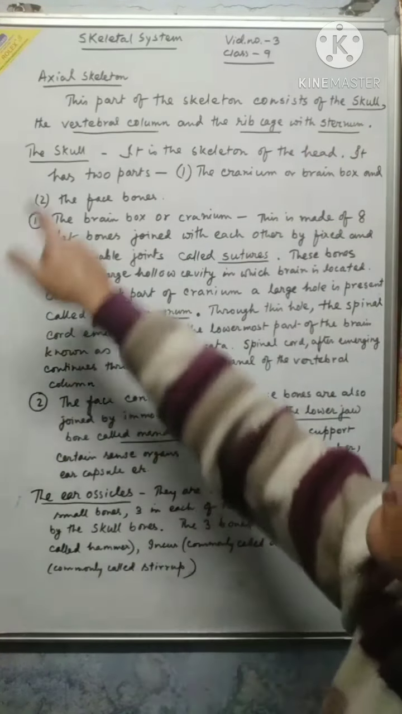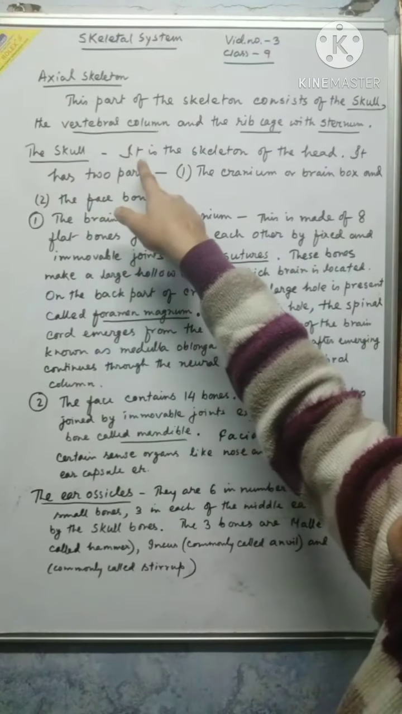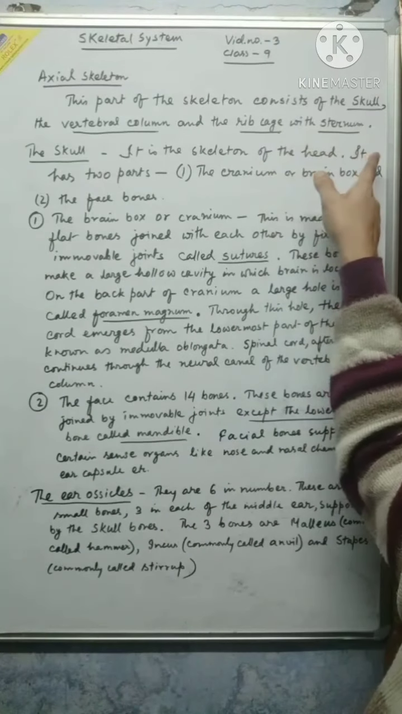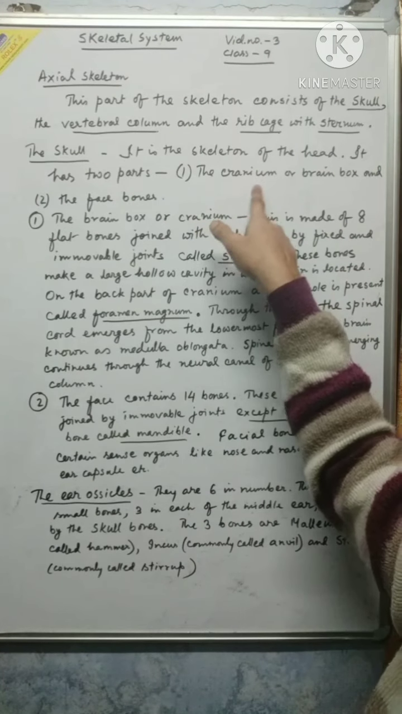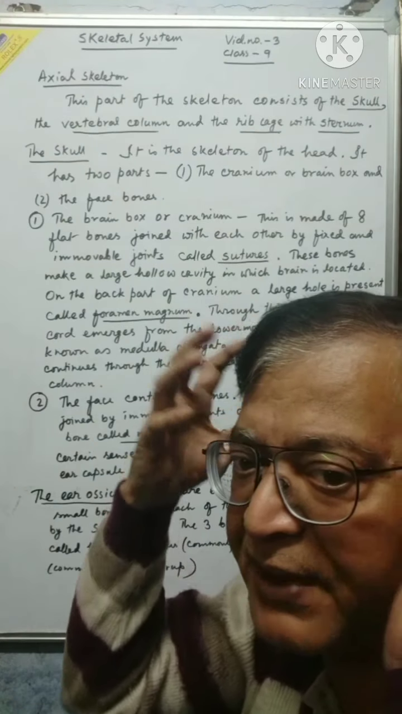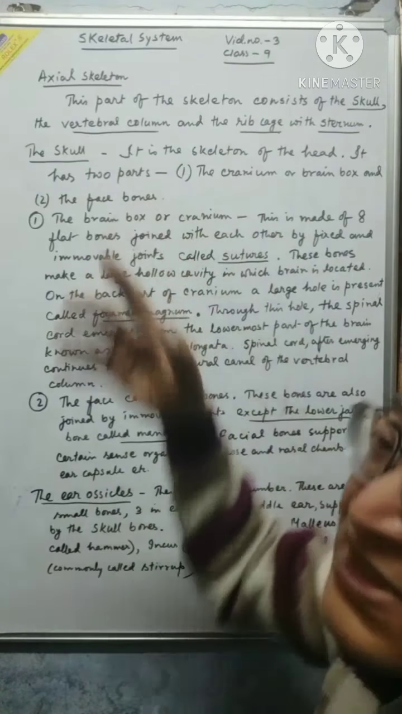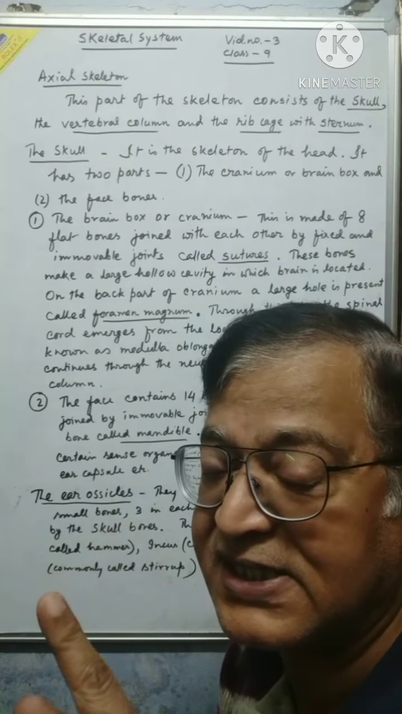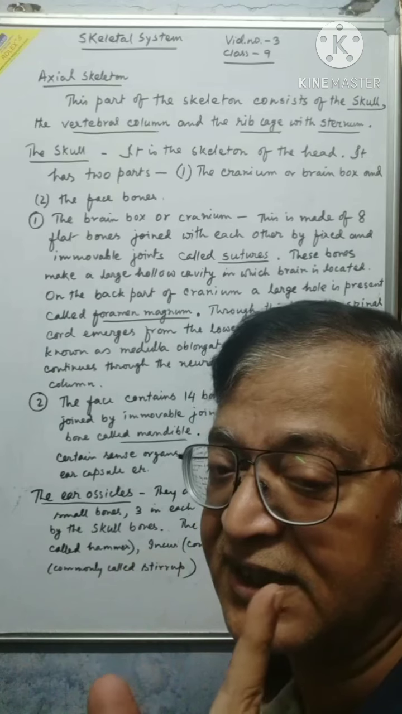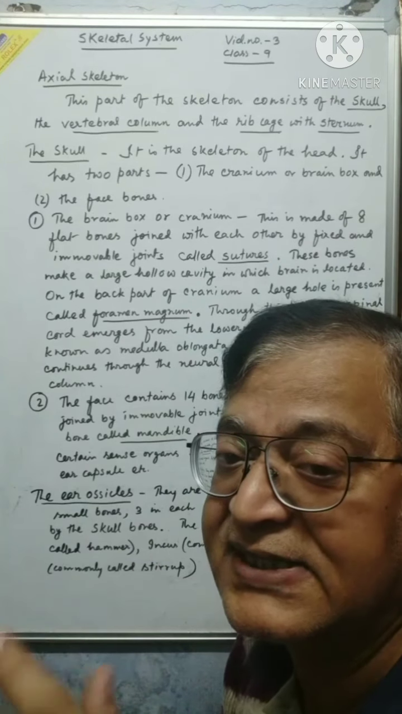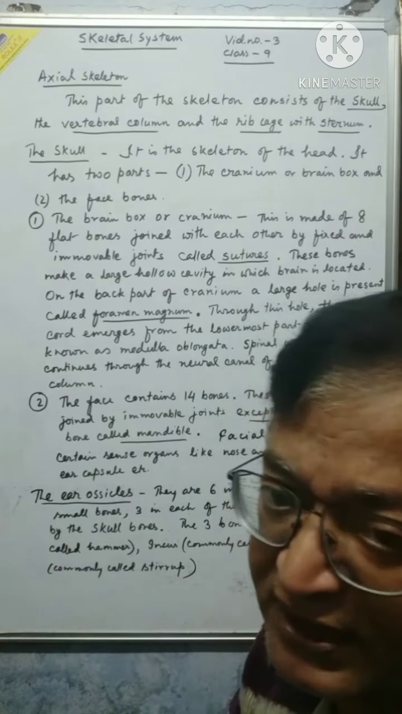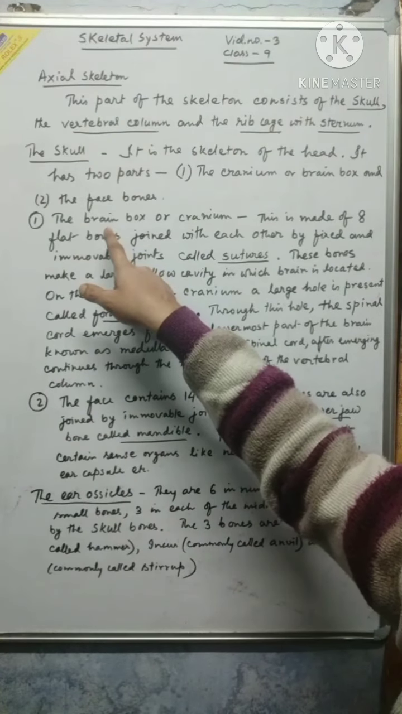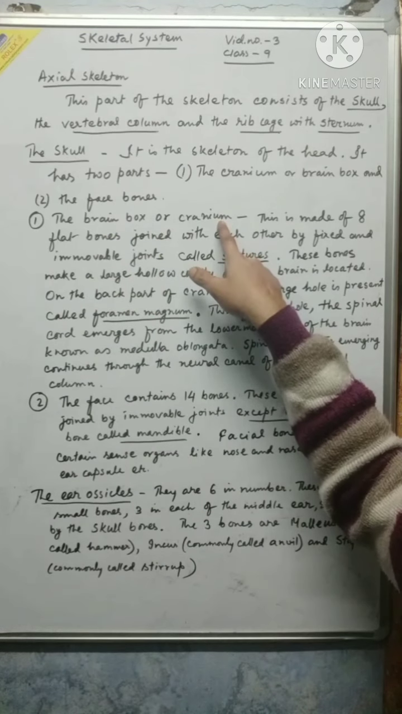First of all, we pick up the skull. It is the skeleton of the head, the total head. It has two basic parts: the cranium, the brain box, which holds the brain inside, and the face bones, along with two associated sets of bones. One set is the ear bones that you have seen in the flow chart, and one is a single bone, the hyoid bone, which you saw in the flow chart as well. First we pick up the brain box or cranium.